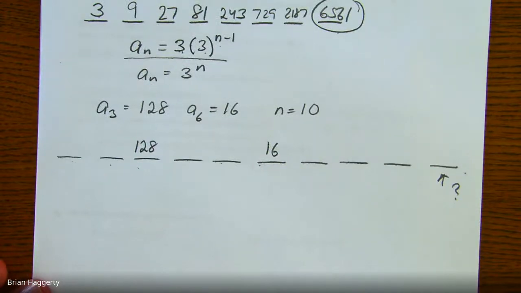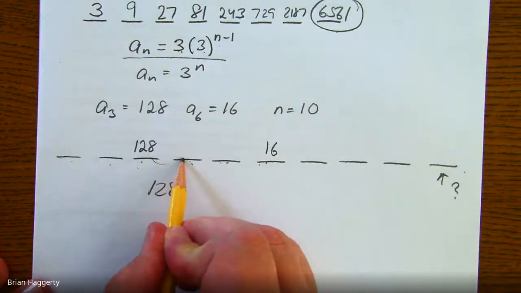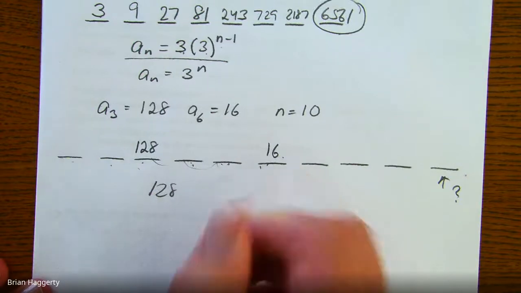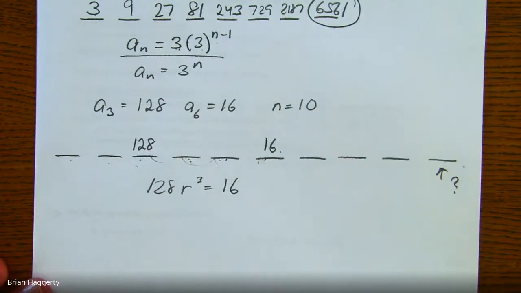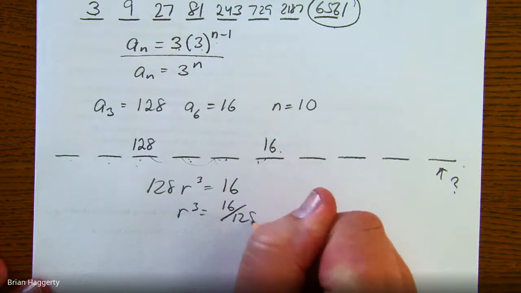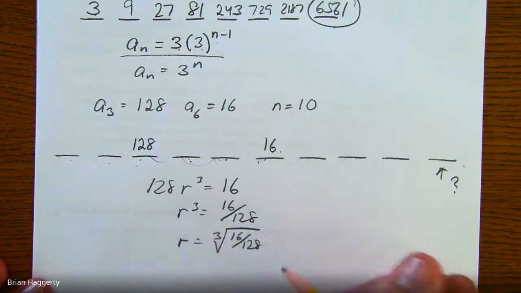We know that this sequence is geometric. So we're multiplying by something to get from here to here, then multiplying by the same something to get from there to there, and then multiplying by the same something to get from there to there. So 128 times r times r times r gets us to 16, where 128 r cubed gets us to 16. So r cubed is 16 over 128. R is going to be the cube root of 16 over 128.